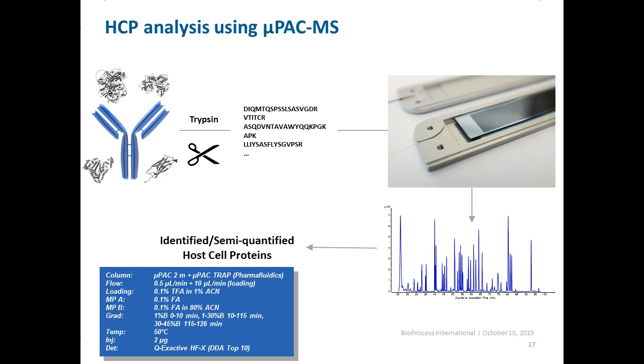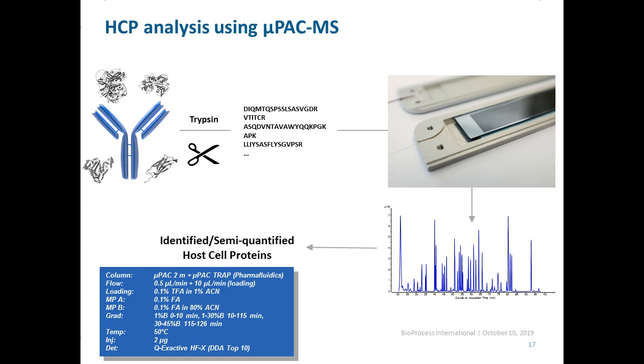And then the resulting peptides were separated on the µPAC column. For that, we loaded 2 micrograms of the digested sample on a 2-meter long µPAC column, and loading took place via a µPAC trapping column. After the loading, the peptides were then separated using a 160-minute gradient, making use of a mobile phase combination of water, formic acid, and acetonitrile. The flow rate on the µPAC analytical column was 500 nanoliter per minute, and during loading, the flow rate was 10 microliter per minute over the trapping column.